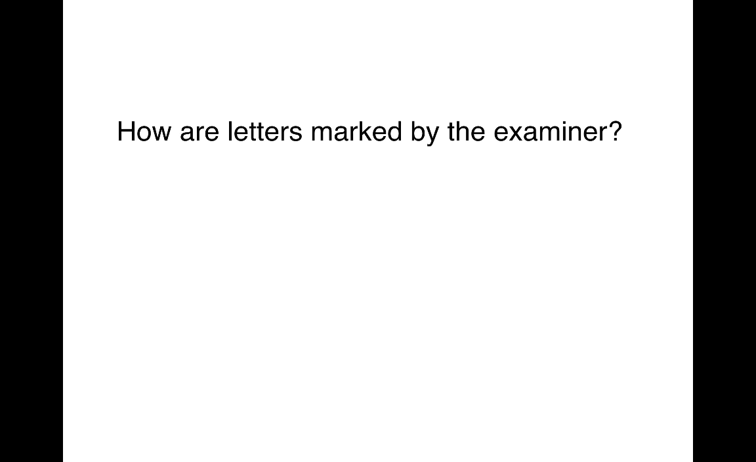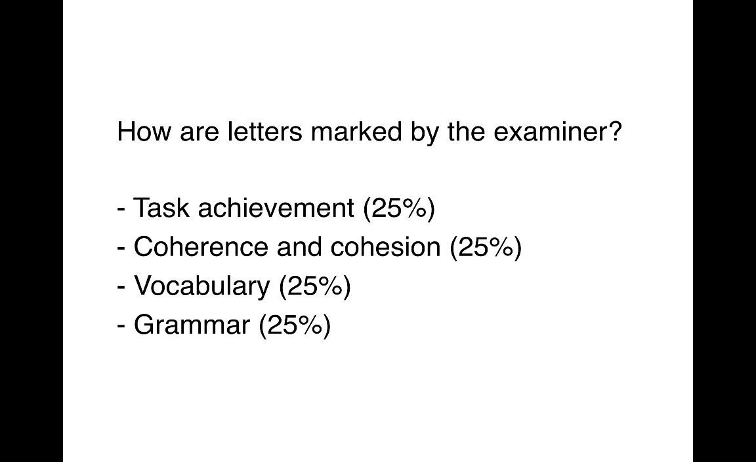How are letters marked by the examiner? This is the final question I'm going to look at. Well, here's how they're marked. Task achievement, 25%. Coherence and cohesion, 25%. Vocabulary and grammar are both worth 25% as well. So the examiner gives you 4 separate scores, and then an average is done to make the overall score.